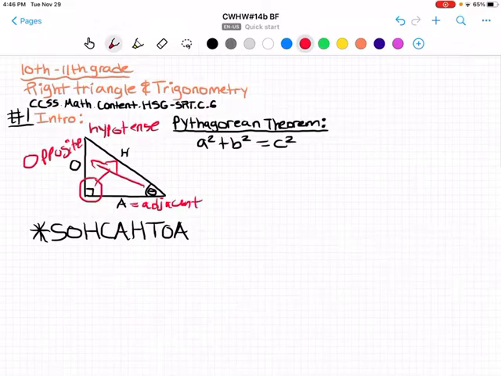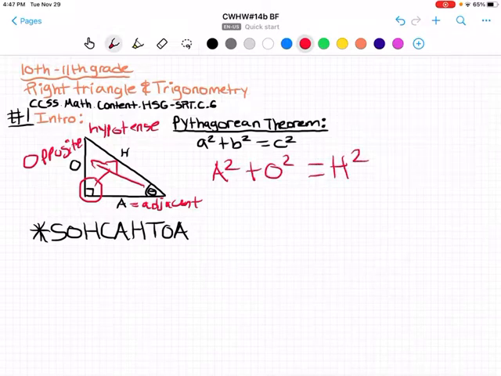Another thing that's important about this is the Pythagorean theorem, a squared plus b squared equals c squared. I'm going to write down what's from the image into the Pythagorean theorem, which is going to be a squared plus o squared equals h squared. In other words, adjacent squared plus opposite squared equals hypotenuse squared.